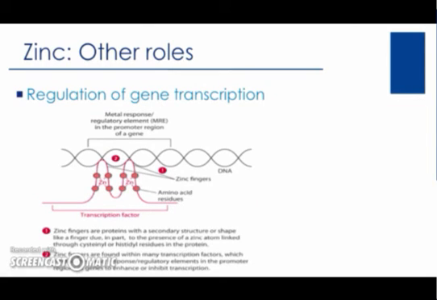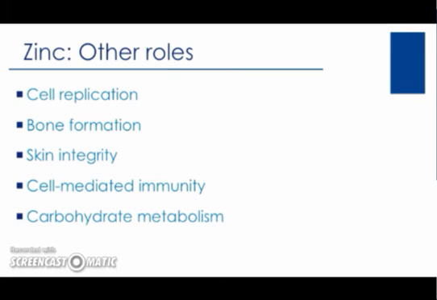The zinc fingers are proteins with a shape like a finger, and this shape is due in part to the presence of a zinc atom. So this is going to be an important role of zinc in addition to its coenzyme role, its regulation of gene transcription. We see here additional roles of zinc. So we see that zinc will play a role in cell replication. It'll be involved in bone, particularly bone formation. It will affect the integrity of skin. It'll play a role in cell-mediated immunity, as well as carbohydrate metabolism.